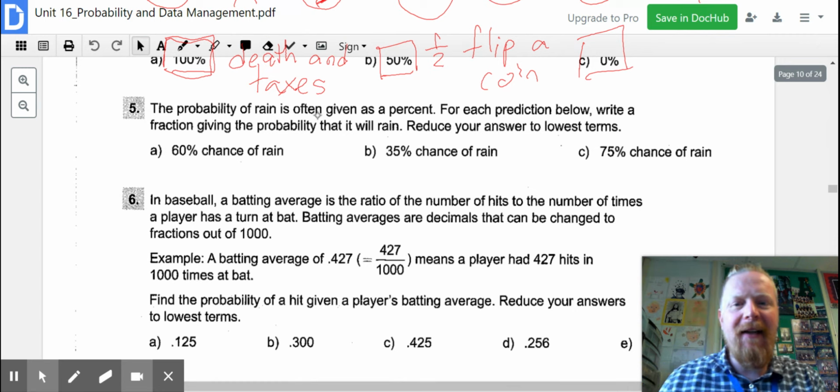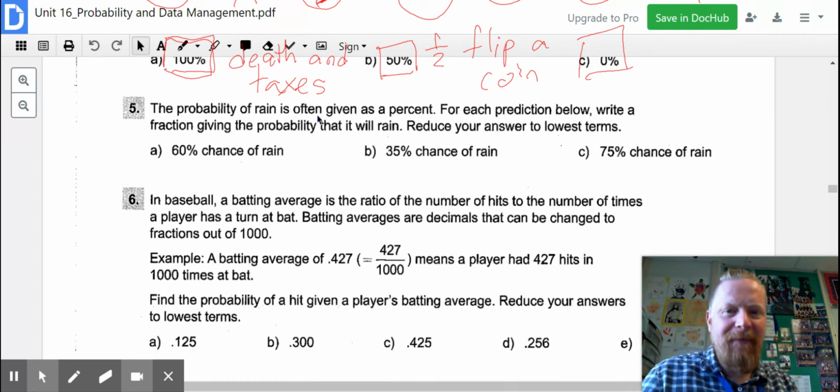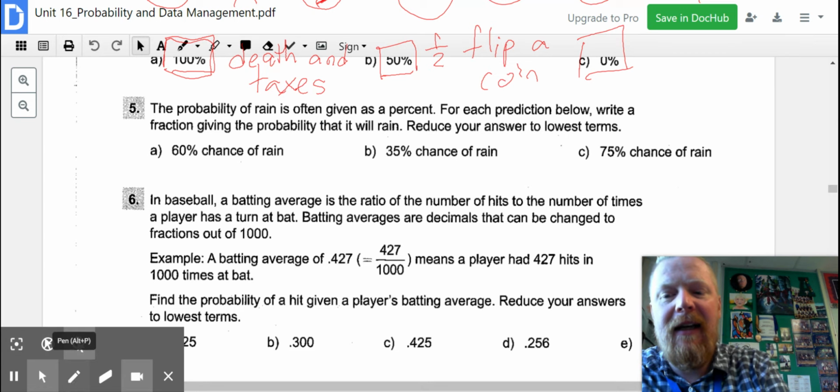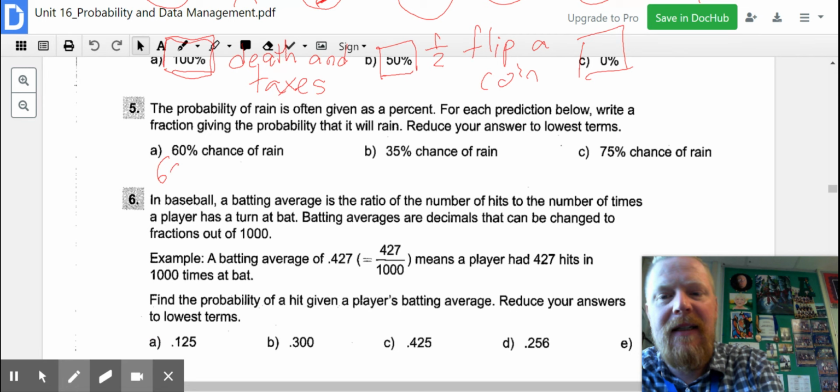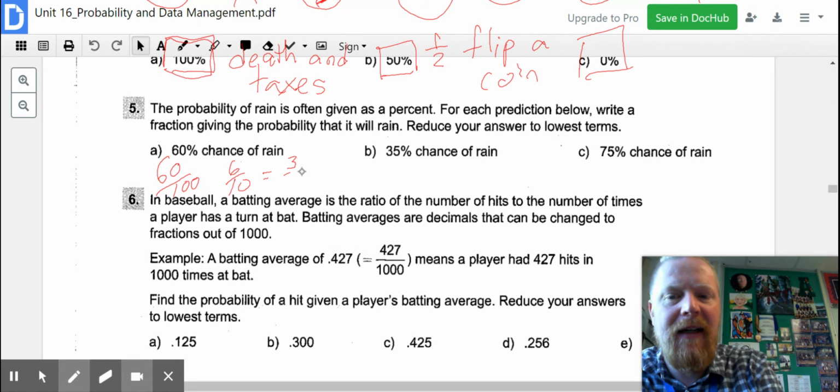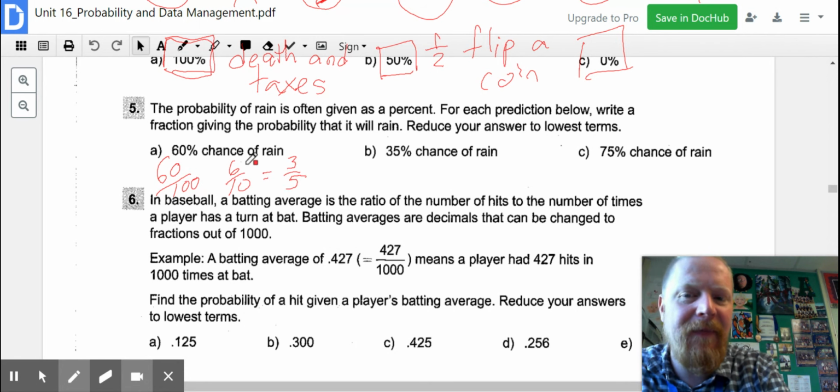The probability of rain is often given as a percent. For each prediction, write a fraction giving the probability that it will rain. Reduce your answer to the lowest terms. So again, a 60% chance of rain is equal to 60 over 100. Percent just means out of 100. 60 out of 100, if I reduce, is the same as 6 out of 10, which is the same as 3 out of 5. That's it.